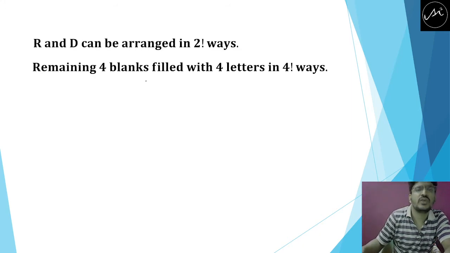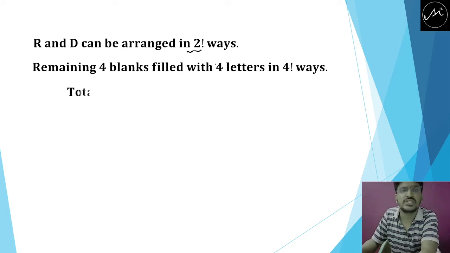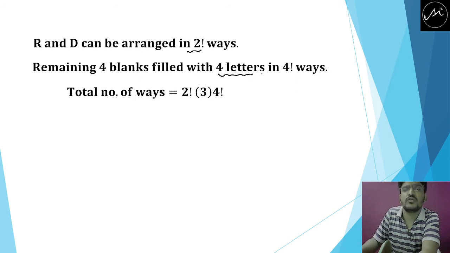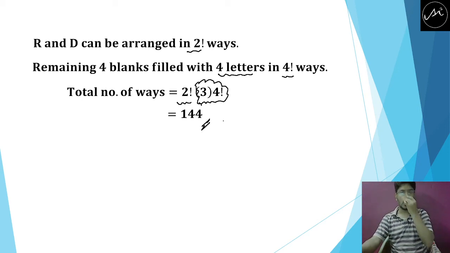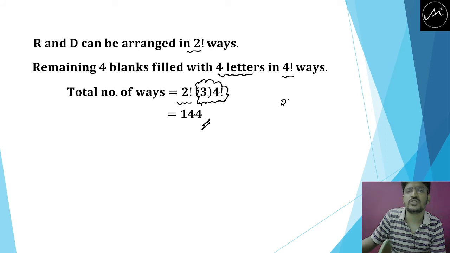So that is what we are explaining here. R and D can be arranged in 2 factorial ways in all 3 cases. Taking 4 blanks filled with 4 letters, that is 4 factorial. So 4 factorial means you have got 3 cases, so all 3 cases have to be multiplied. Therefore 3 into 4 factorial, and 2 factorial is the arrangement of R and D. So that gives you totally 144.